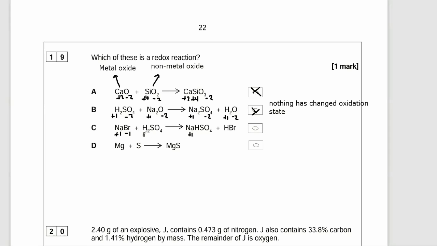Let's check out the old bromine. Bromine's -1 there, hydrogen's +1, sulfate's -2. Yeah, this is not redox. Let's go down to the last one. It's got to be more promising, eh?